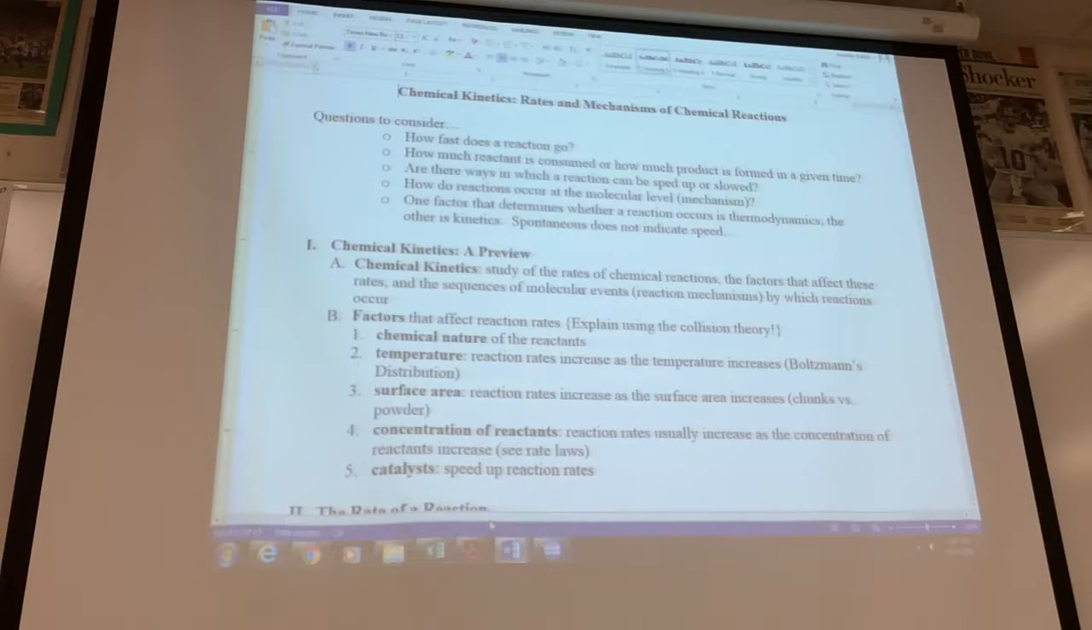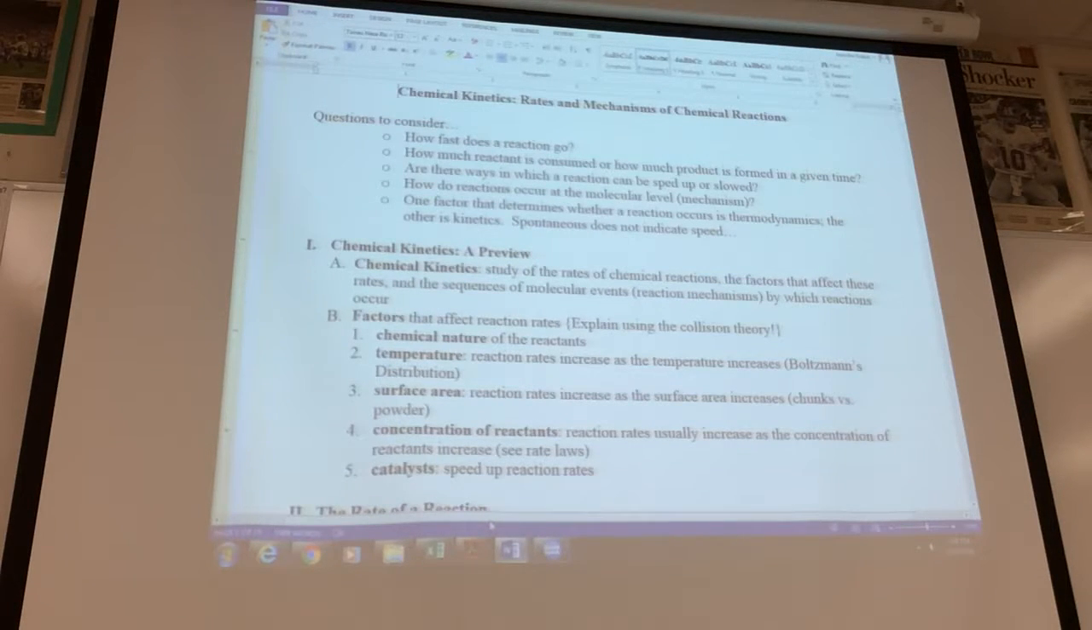All right, so the questions we want to consider: how fast does a reaction go? That's important. If a reaction is too slow, it's not going to be effective, and you may not be able to complete the reaction in the time frame. How much reactant is consumed or how much product is formed in a given time? This is something I hope you saw from the POGL packet. Reactants get consumed, so their concentration per time will slope downward like you saw in the POGL packet, whereas with products, their concentration will slope upward and eventually plateau when the reaction has reached equilibrium.